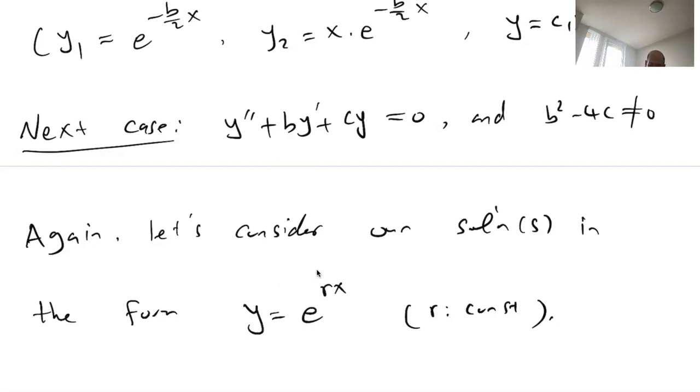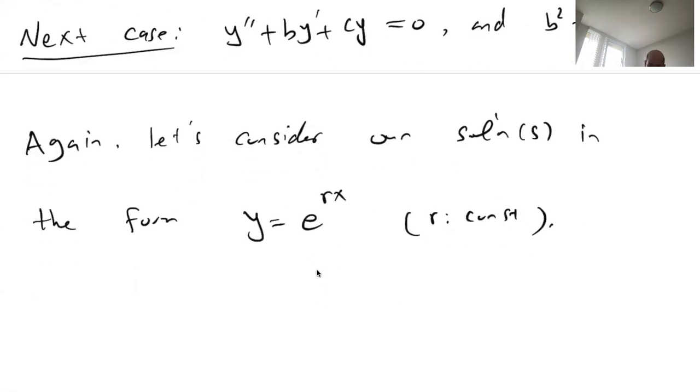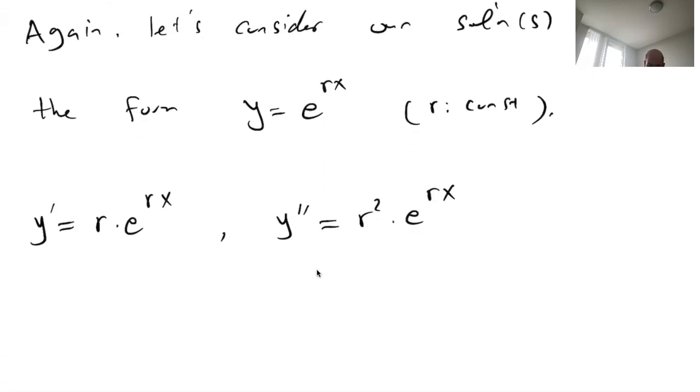So let's start with y equals e to power rx. What will be y prime? Y prime will be equal to r e to power rx. Y double prime will be equal to r squared e to power rx. And we know that y double prime plus b y prime plus c y equals 0.